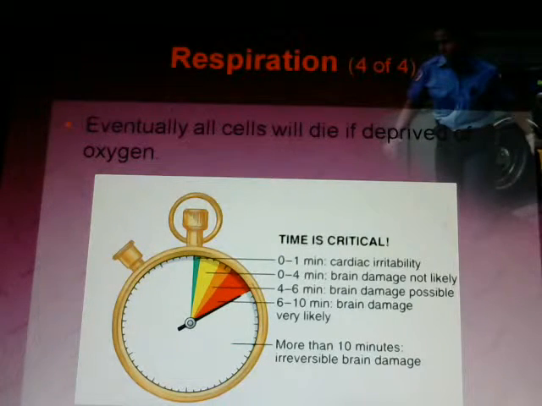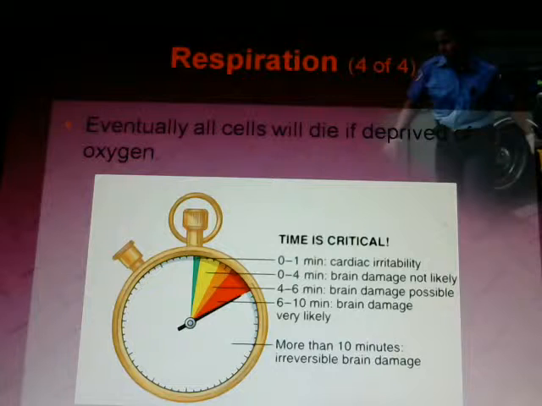Eventually, every cell will die if deprived of oxygen. Time is crucial. It depends on what book you read. In our book here, it says 1 to 3 minutes. You have cardiac irritability, which means your heart's going to get mad. It's going to start throwing off PVCs and other things, saying, "Hey, I'm mad. I need some oxygen. Give it to me, or else I'm going to die."